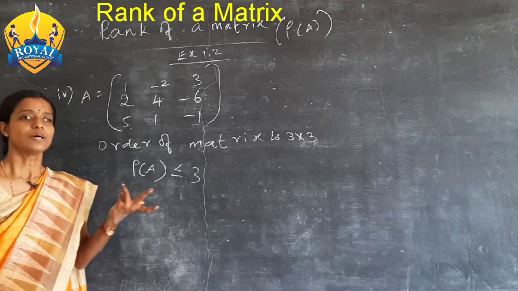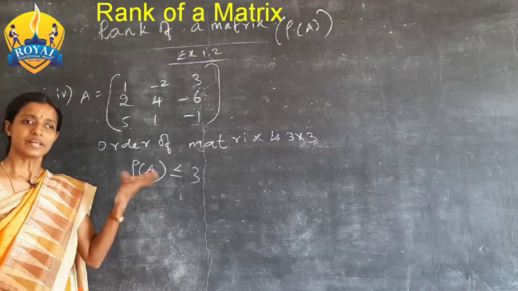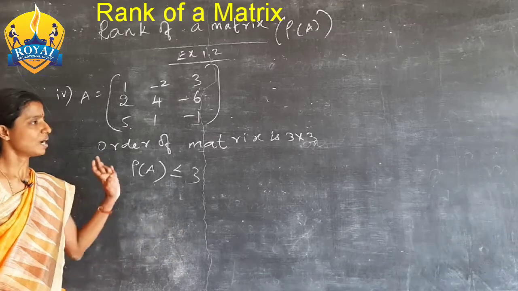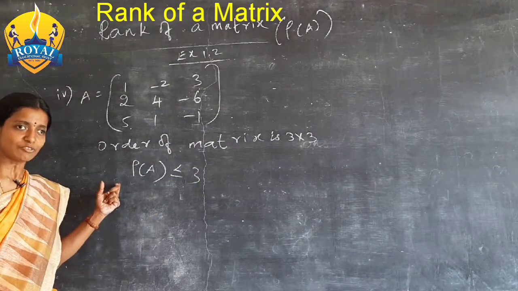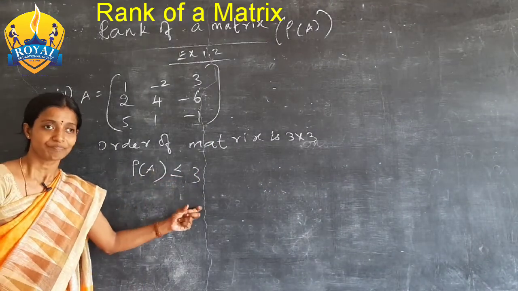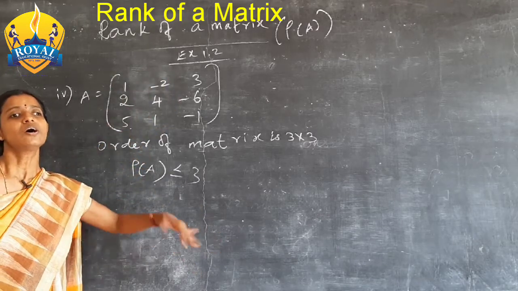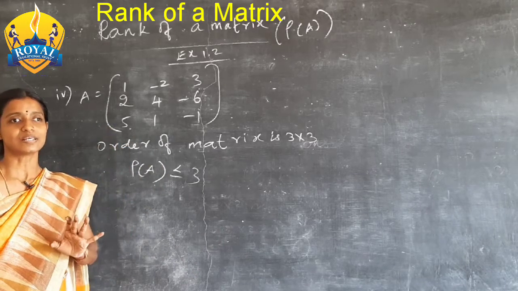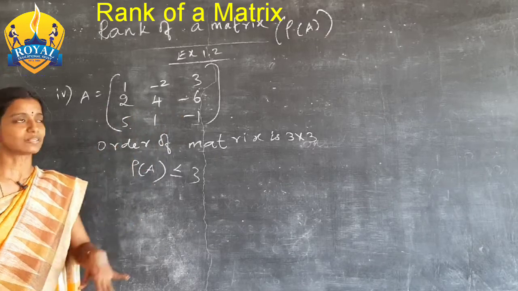Because there is no other possible way. If I have a matrix of order n cross n, automatically my rank is at most n. So here I have a matrix of 3 cross 3, so automatically the rank of the matrix should be less than or equal to 3. So either the rank of this matrix is equal to 3 or less than 3. Now this can be found directly by the determinant method.